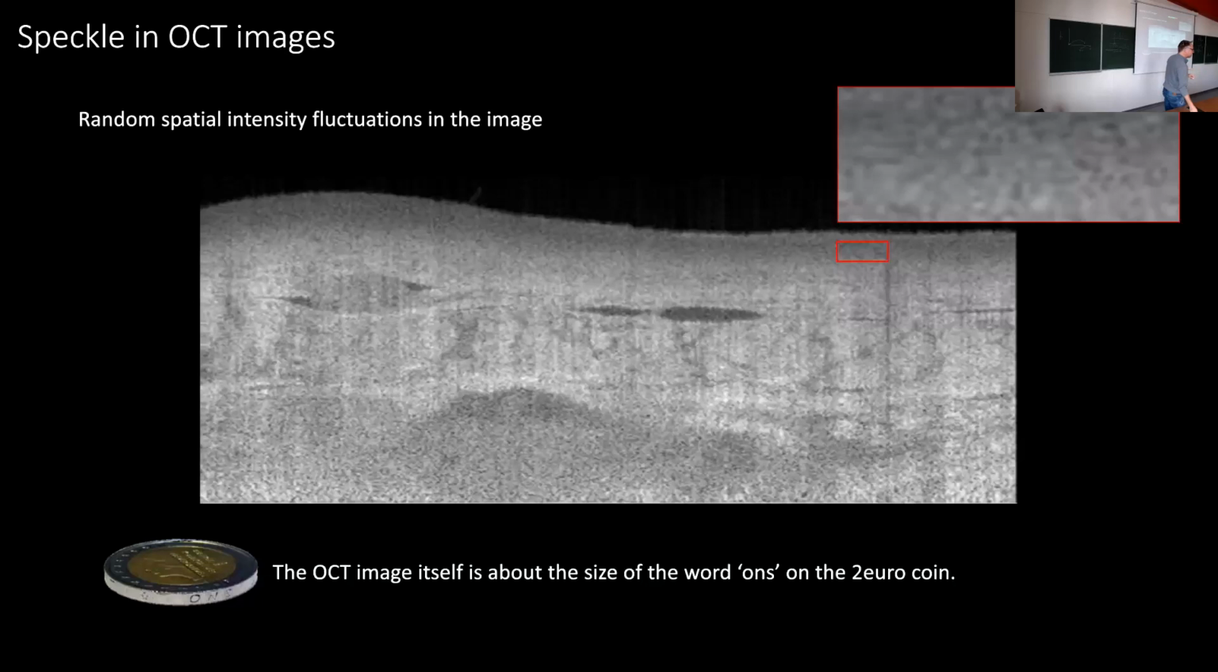So let's have a short break, and then after that, I'll tell you a little bit more about speckle. Where it comes from, and how it ultimately determines the whole picture. If you understand speckle, you understand the whole picture.